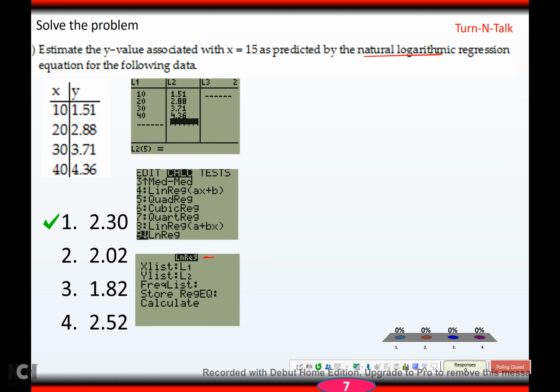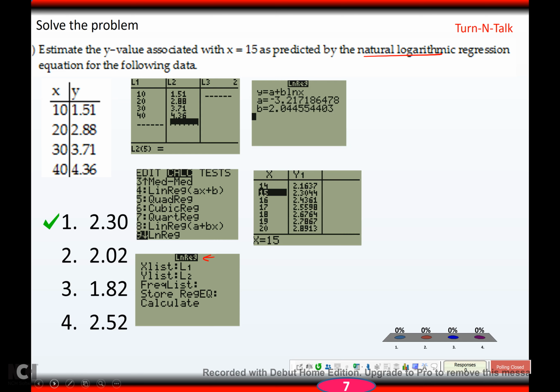Oh, good, I picked the right one. See, I picked linear regression this time. Yay. All right, so we get this function, which would give me y equals negative 3.22 plus 2.04 ln x.